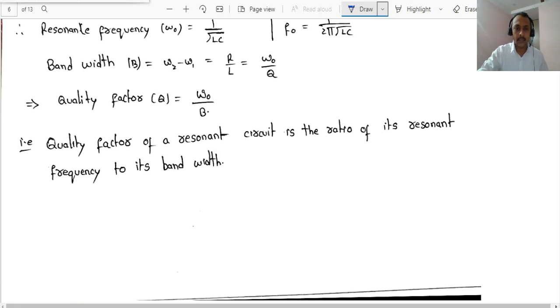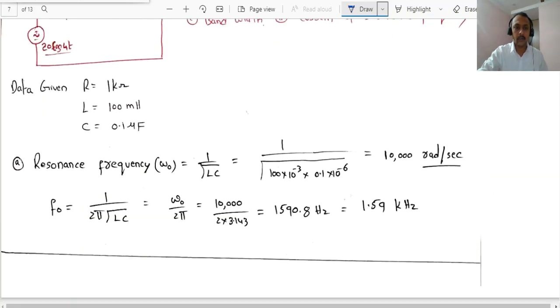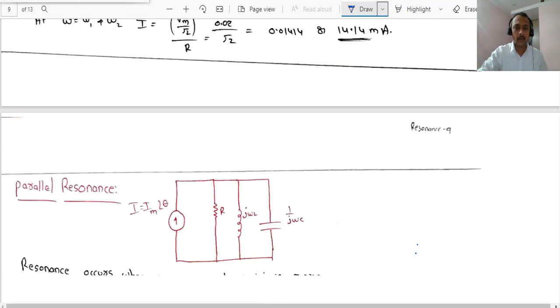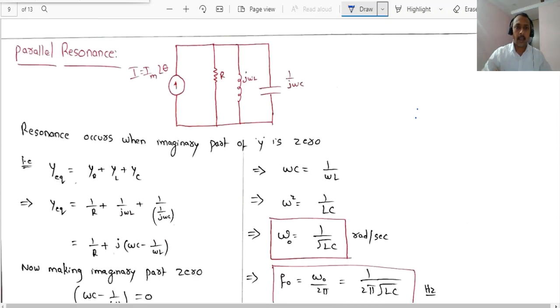Coming to parallel resonance, in this context, R, L and C are connected in parallel. Resistor, inductor and capacitor are connected in parallel. The impedance of the resistor is R, for the inductor it is j omega L, and for the capacitor it is 1 by j omega C.